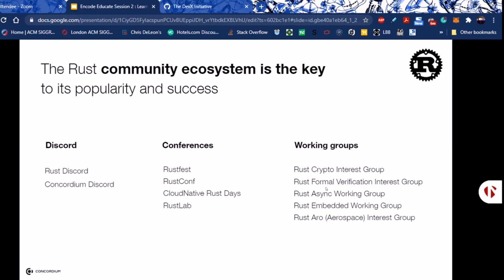So there's the Rust Discord and there's the Concordium Discord as well. Again, don't forget the DevX Initiative GitHub as well. We're going to be releasing the roadmap with some of the key activities there.